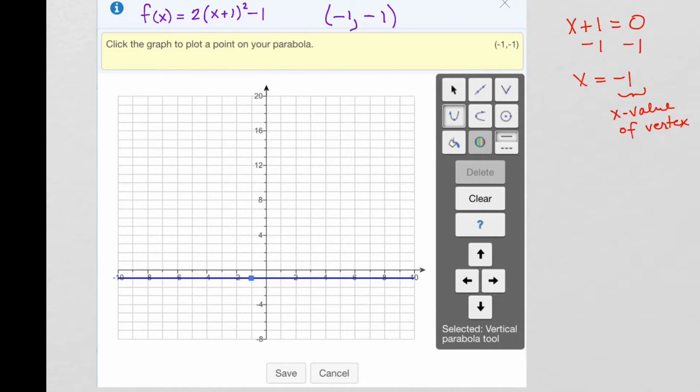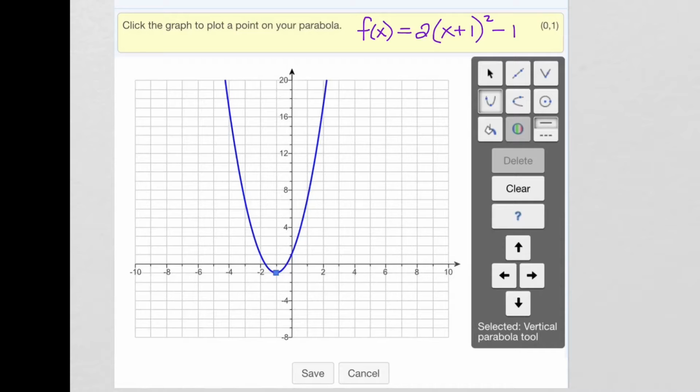So I need to find a second point. I already have one point, which is the vertex. So now I need a second point. Now here, we still have f of x equals 2 times the quantity x plus 1 squared minus 1. So how do I find another point on the parabola? I need to find a point somewhere along this parabola. So how do I go about doing that? What I'll do is I will plug in some value for x, and I'm going to go ahead and plug in x equals 0 and see what the y value is in that case.